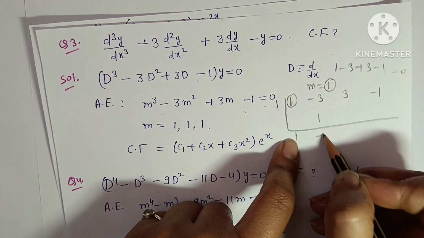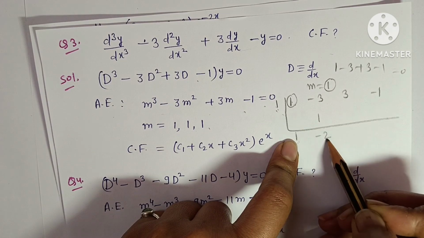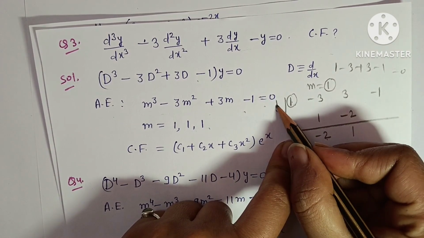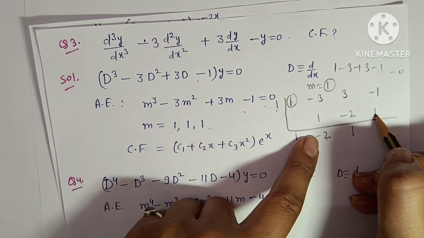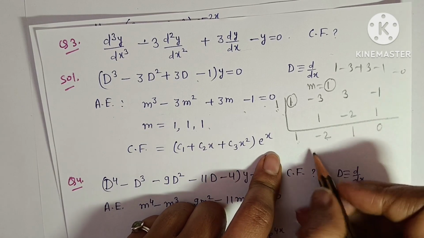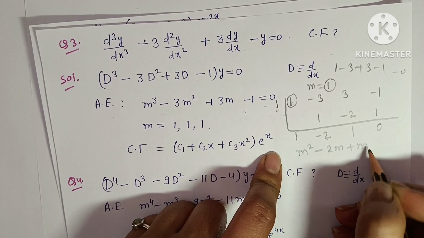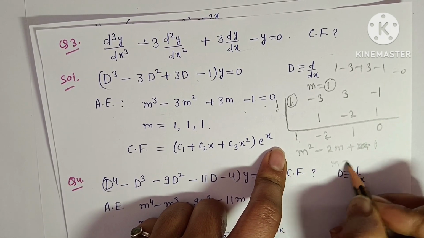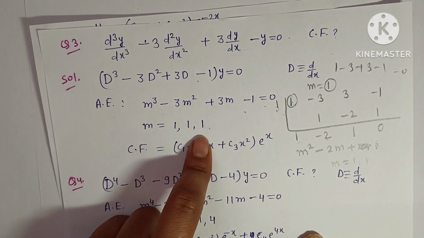Now multiplying this root, 1, by 1, you have 1, so put 1 here. Now add these two, you have minus 2. Now multiply this with the root, you have minus 2, so write minus 2 here. Adding, you have 1. Now again multiply this 1 by 1, so put 1 here, so you have 0. Now you can write here m square minus 2m plus 1, so you have the quadratic factor. After solving this, you will get m equal to 1, 1. So this equation has all three roots equal to 1.